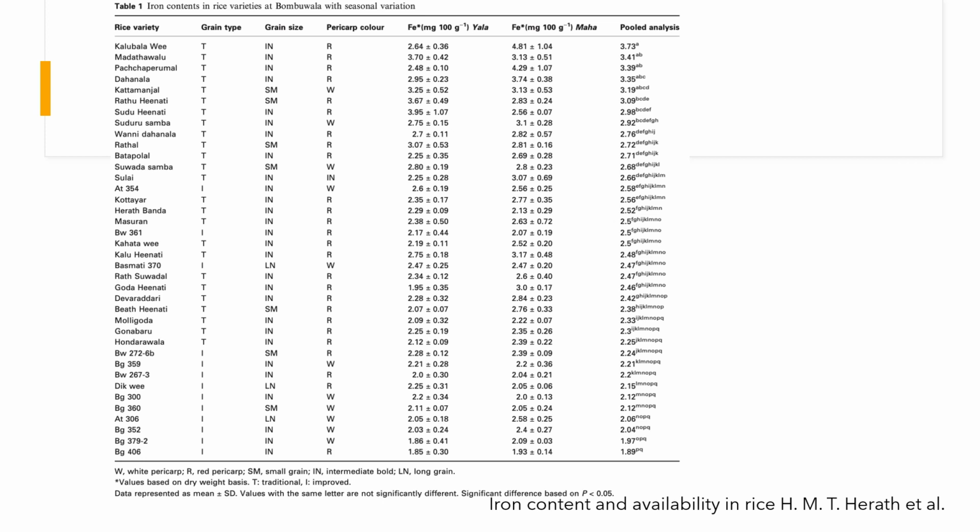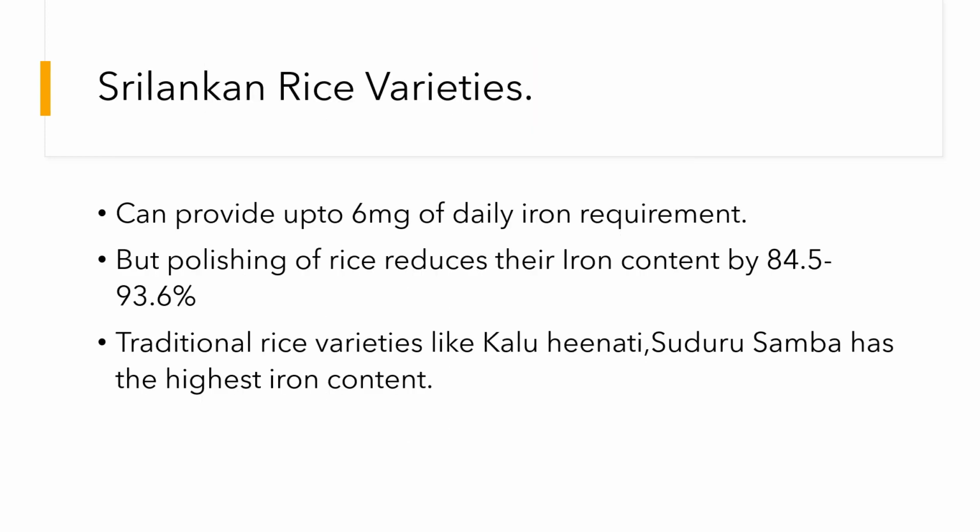When you talk about our rice varieties, we have a lot of rice varieties in our country, maybe thousands of Asian rice varieties. They contain a significant amount of iron, so they can provide up to 6 milligrams of the daily iron requirement. But unfortunately, polishing of rice reduces their iron content by almost 90%.